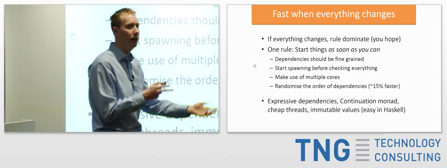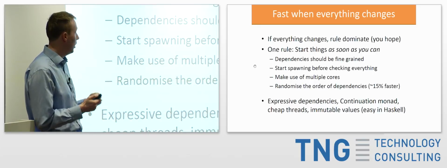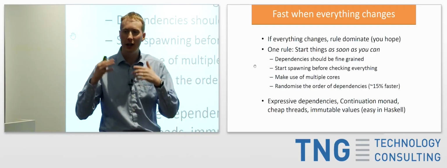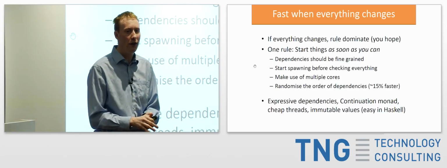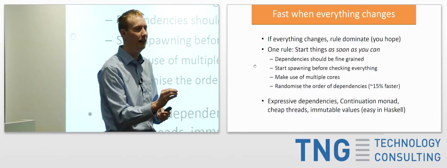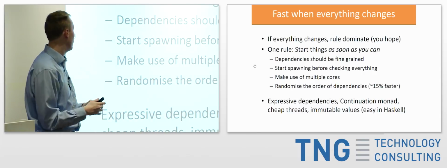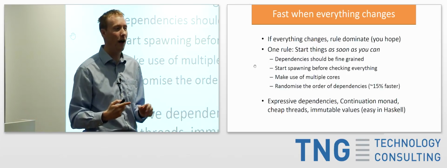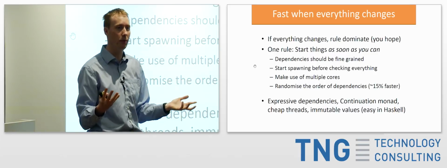So the other extreme is if everything changes. So if everything changed, you hope the user's rules dominate. So they're calling out to GCC, these are going to be slow rules. So basically, all you have to do is get their rules running as fast as you possibly can, and with as much parallelism as you possibly can. So the things that make that work better are having fine-grained rules that do just one action, so you can run more of them in parallel.